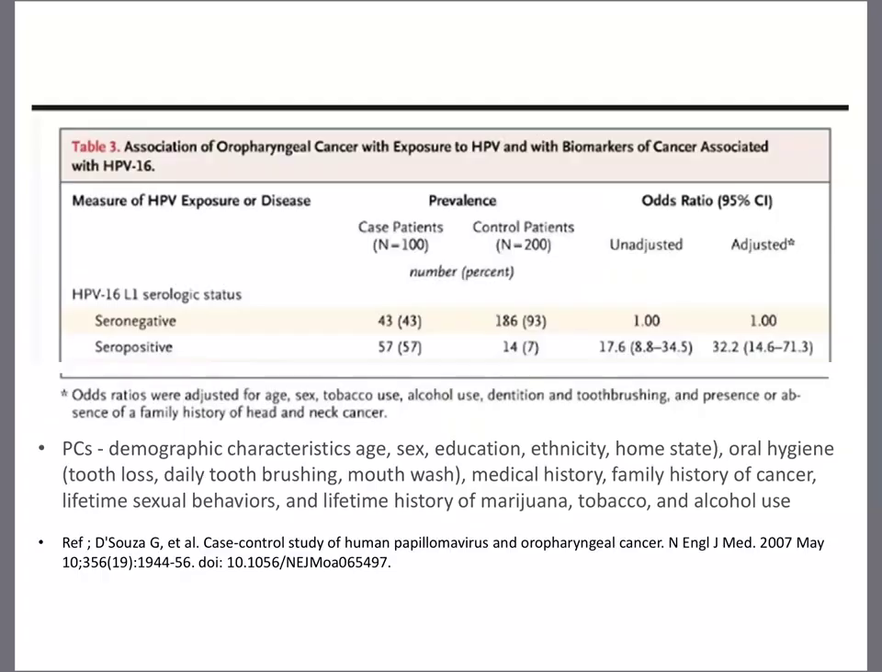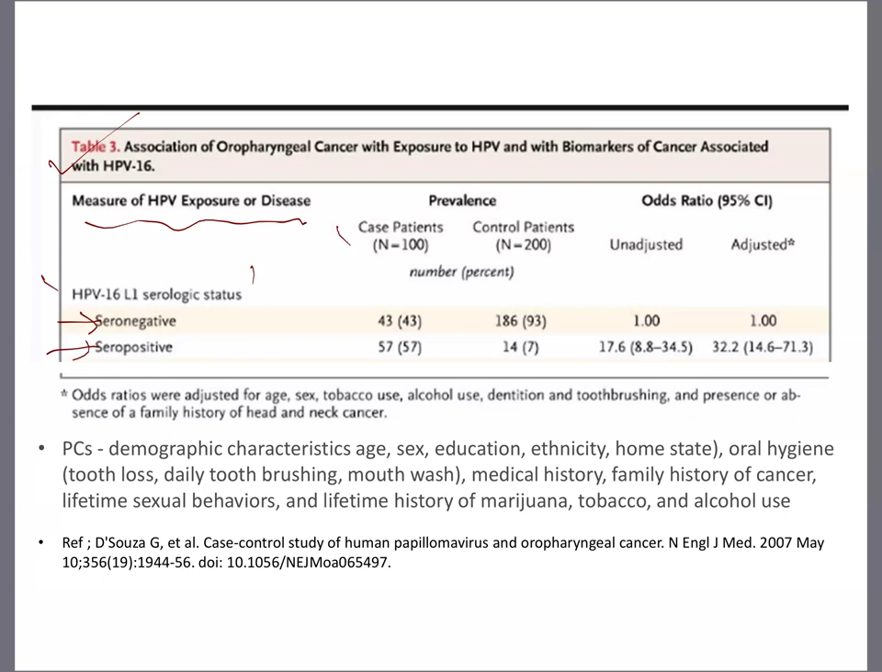Now here is another example. So again, it is up to someone in the group to try and read the table and give an interpretation. Whenever you are reading the table, what is the trick? The trick is first to read the title. Association of oropharyngeal cancer with exposure to HPV and with biomarkers of cancer associated with HPV 16. Then look at the headings. So this is measure of HPV exposure or disease. So seropositive and seronegative for HPV 16 L1 serologic status.